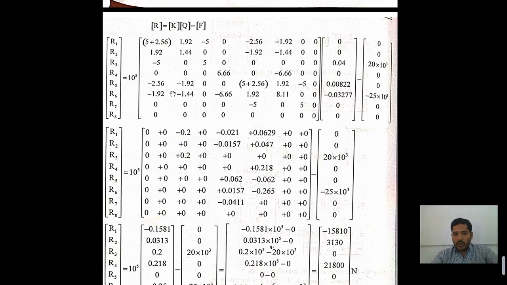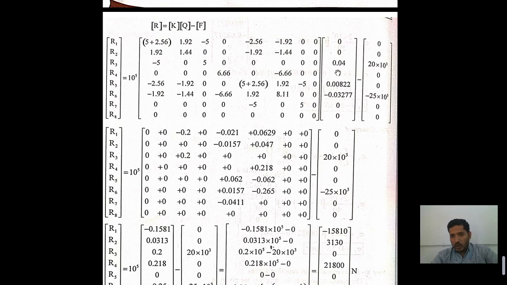Again 0 into 0 is 0, 0 into 0 again 0. Over. This first is completed. Come to this point, 1.92 into the second one, 1.92 into 0 becomes again 0. The whole value will become 0, because if you multiply with 0, all the values become 0. Clear?